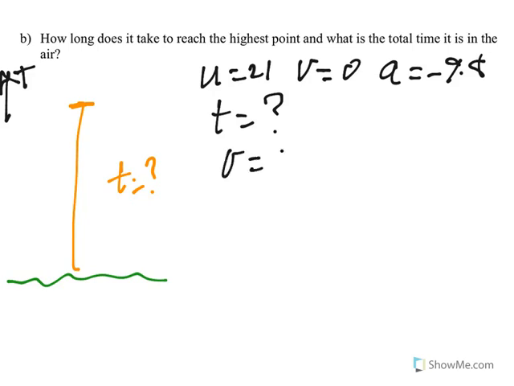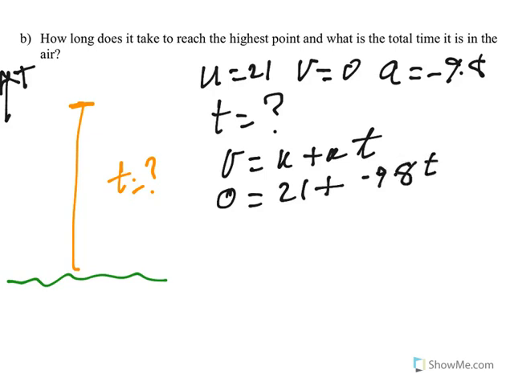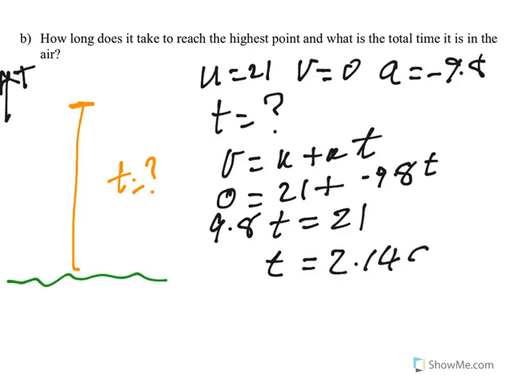So v equals u plus at would be the formula we're after. So 0 equals 21 plus negative 9.8t. So 9.8t is equal to 21. Divide both sides by 9.8 and you get 2.14 seconds. So that's the time to the highest point.